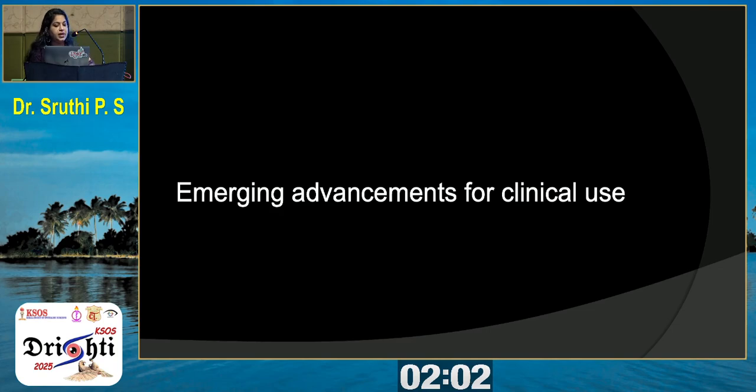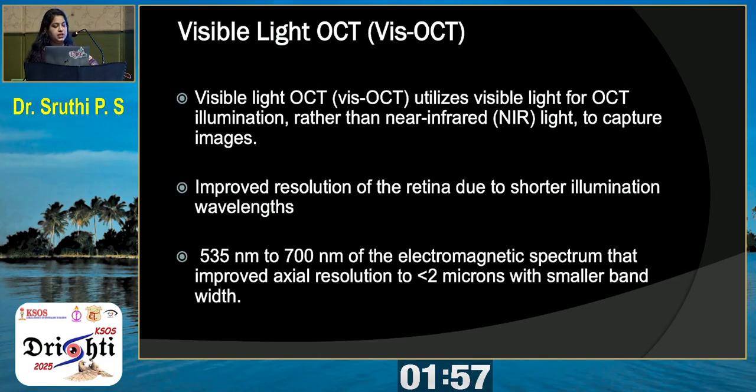Coming to the emerging advancements for clinical use, visible light OCT. We already learned that OCT uses near infrared light. Rather than near infrared light, here visible light is used to capture the images. We know the visible light spectrum is between 535 to 700 nanometer wavelength, so this is a shorter illumination wavelength. It will increase the axial resolution, giving us less than 2 microns with smaller bandwidth.